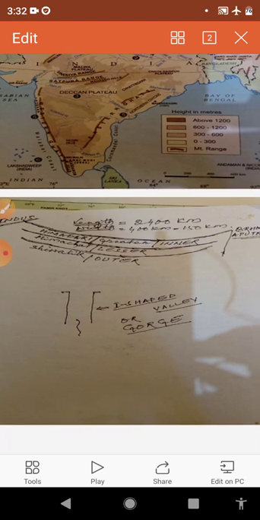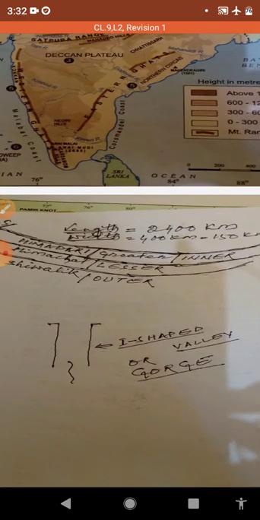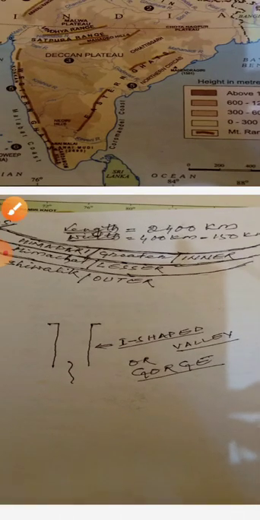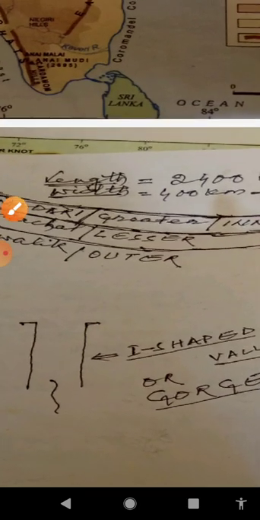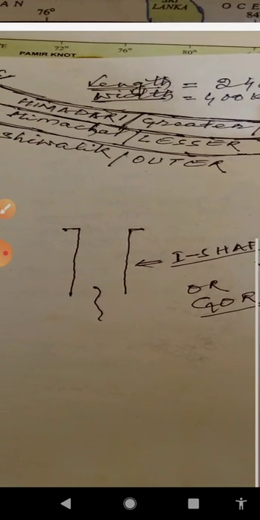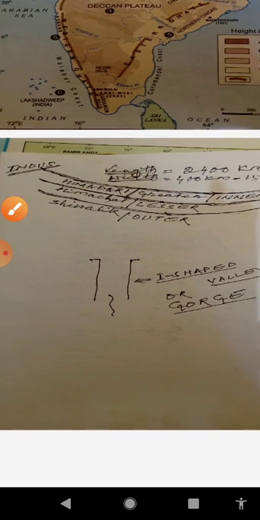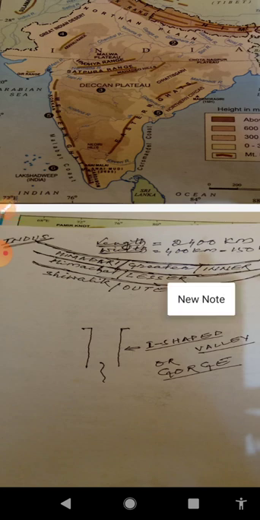So I have drawn the parallel ranges here. You can see three parallel ranges are there. The northernmost range is known as Himadri, or if you want, you can call it Greater Himalaya or the Inner Himalaya. The middle range is known as Himachal or the Lesser Himalaya. The southernmost range is known as Shivalik or the Outer Himalayas. These are the names given to the different ranges of the Himalayas.